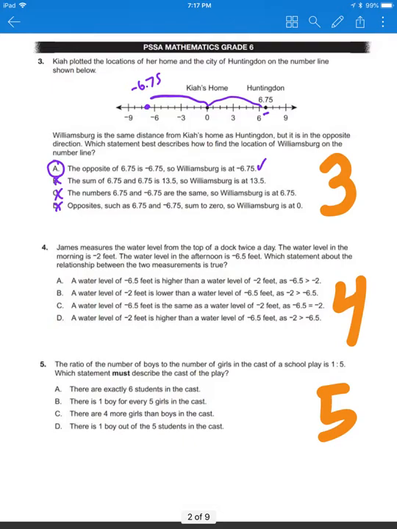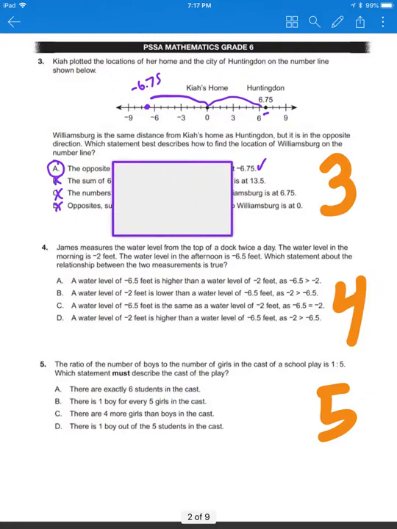Okay, next problem, number 4. James measures the water level from the top of a dock twice a day. The water level in the morning is negative 2 feet. The water level in the afternoon is negative 6.75 feet. Which statement about the relationship between the two measures is true? All right. You know what I'm going to do for this one? I'm going to draw a picture real quick. So let me just kind of get a square, put it over here so we can see. All right, so here is the water level. Here is the dock.